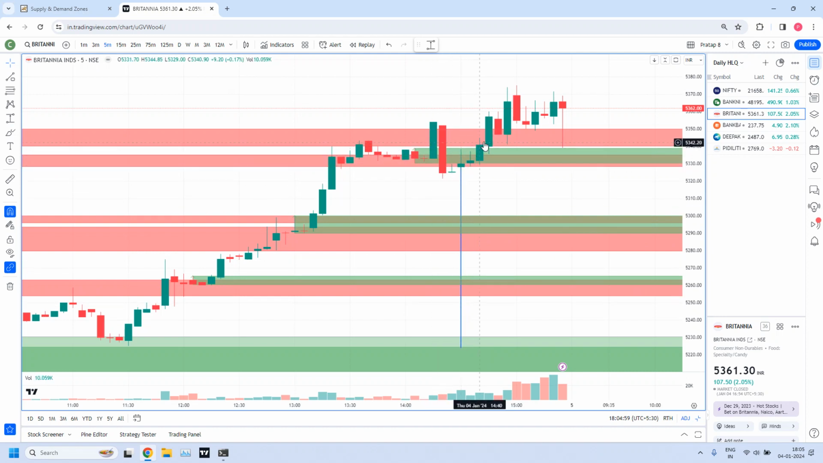Maybe again this demand zone is violated and prices move further up. That is a different story. But according to the trailing stop loss, the moment your demand zone is violated, once a demand zone is violated, it is an indication that there is a strong supply.